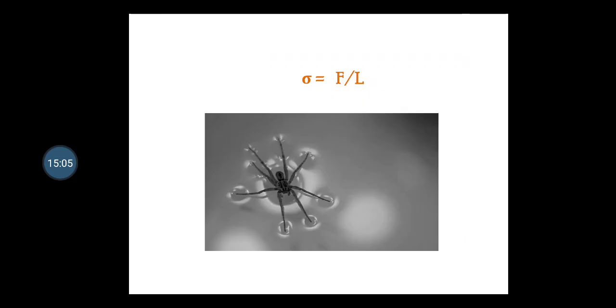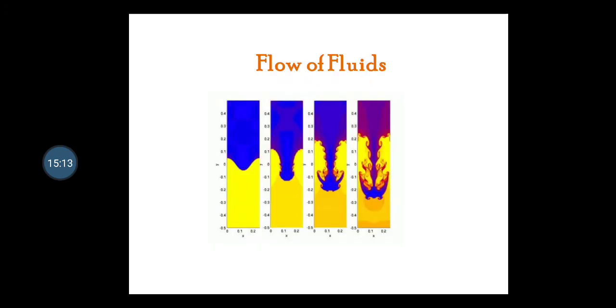So this is your simple equation, sigma is equal to F divided by L. Obviously we have touched on the flow of fluid. You can see in the diagram there are four figures given, and you can even see the ability of the fluid to flow. That is also related with your viscosity, surface tension and compressibility.